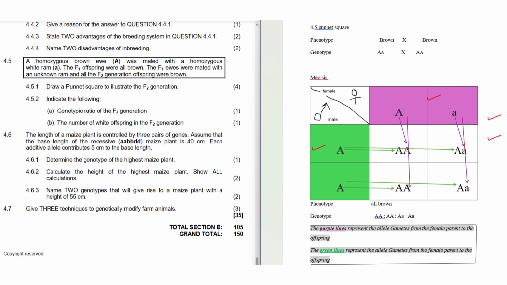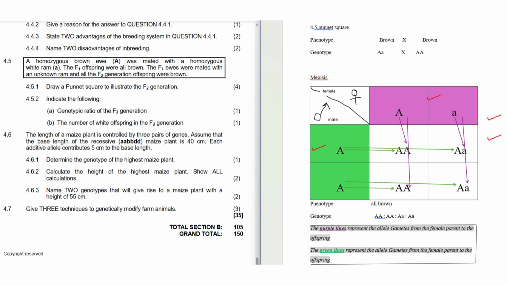Now that means we want the gamete for the second row. In the second row, we should have a dominant allele because we want to mask the recessive allele in box number 3 and box number 4. Box number 3 and box number 4.